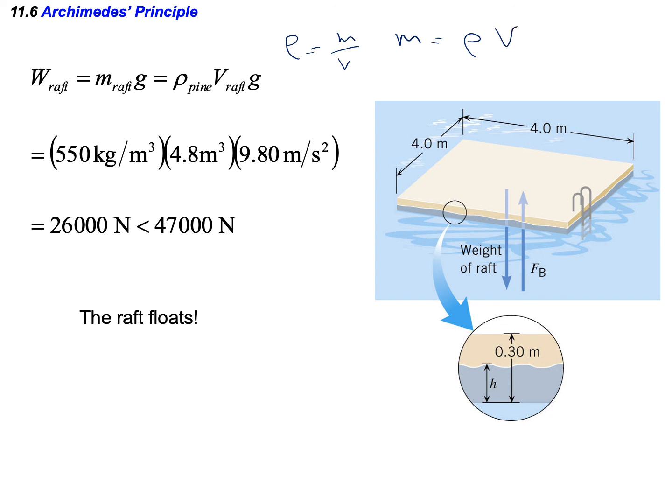It's made out of pine, so density of pine is 550 kilograms per meter cube, and volume, which we calculated on the previous page, is 4.8 cubic meters, and g. If you multiply these three together, you get weight is 26,000. Clearly, the buoyancy force Fb is greater than weight. Therefore, the raft floats.